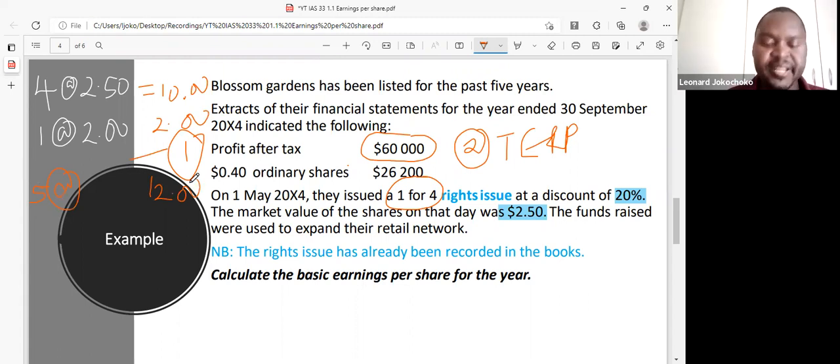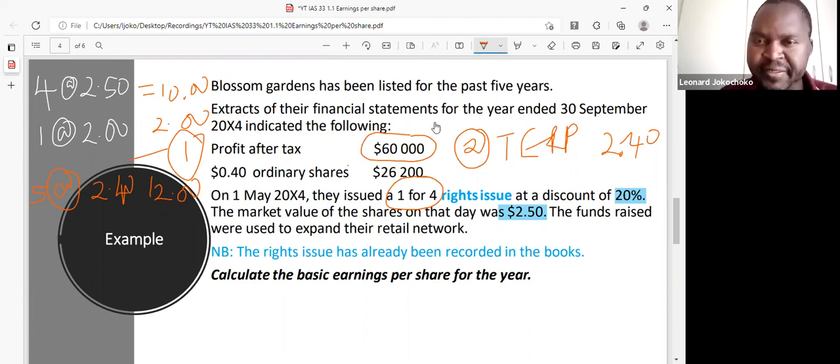Therefore, the theoretical exercise price is found by saying 12 divided by 5, and this gives you $2.40. So the theoretical exercise price, we found, is $2.40. Once you've got the theoretical exercise price, the next step is to use this information to find your weighted average number of shares.